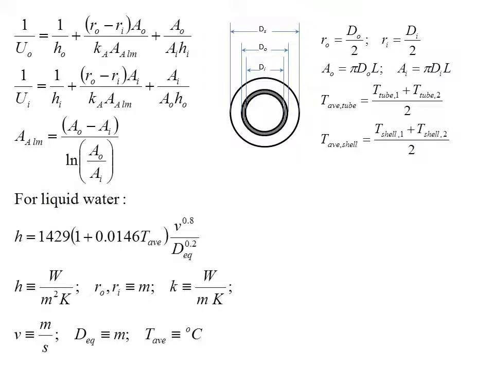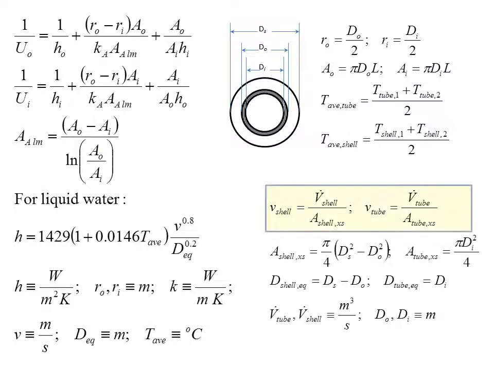Our radii are given by the equation above, where the outside radius is the outside diameter over 2, and the same for the inside radius, which is the inside diameter over 2. The surface area for heat transfer on the outside of the tube is pi times D0 times L. The inside area is pi times D sub I times L. And the average tube temperature would be the temperature of the tube fluid at the inlet plus the tube fluid at the outlet divided by 2. And the average shell fluid temperature is the temperature of the shell fluid at the inlet plus the temperature of the shell fluid at the outlet divided by 2.